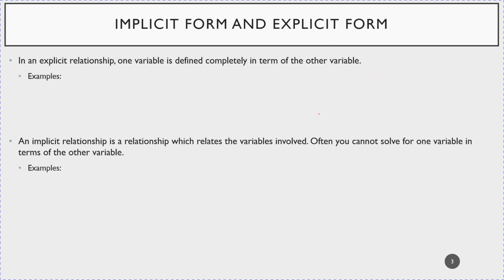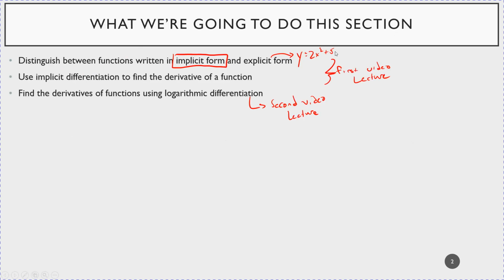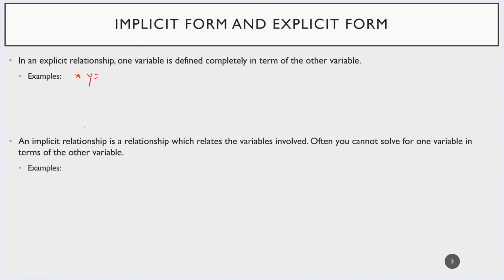In an explicit relationship, one variable is defined completely in terms of the other. So it's something like this: y is equal to exactly what I had back here, 2x squared plus 5. You can solve y or x in terms of the other variable, or it can even look like this: x is equal to 3y cubed minus 7y, as long as you have one variable solved in terms of the other one.